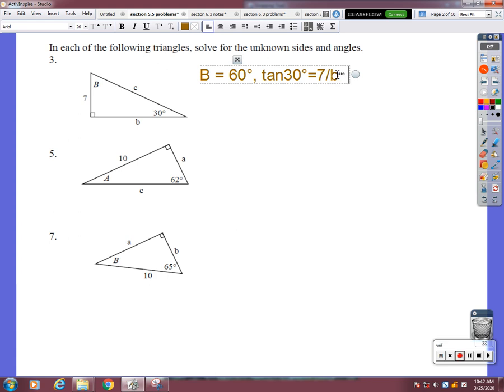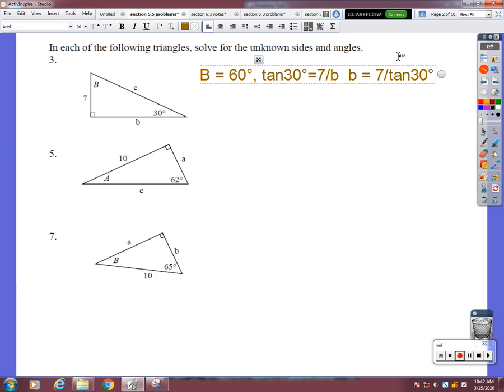So what I would do here is actually multiply both sides by b, and then divide both sides by the tangent of 30 degrees. And so what that does is it ends up having the effect of just switching the tangent 30 and the b. That's a fun little trick that you can always do with fractions. So if tangent of 30 degrees equals 7 over b, that means b equals 7 divided by the tangent of 30.